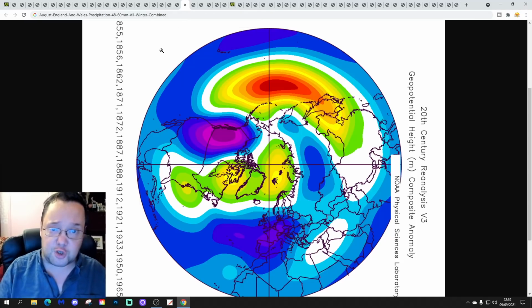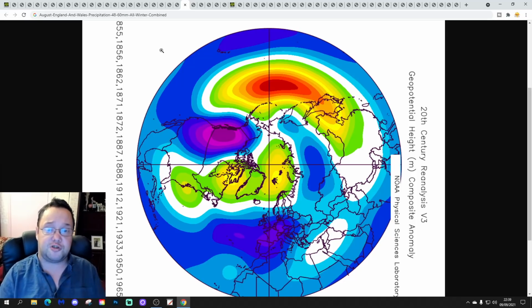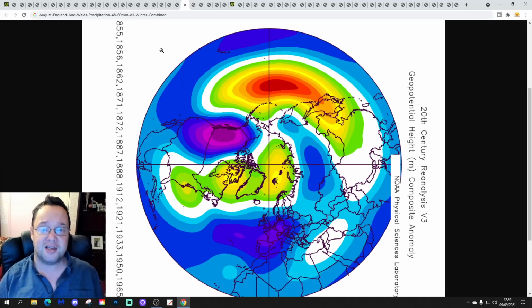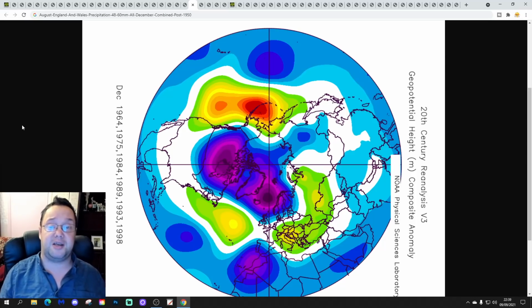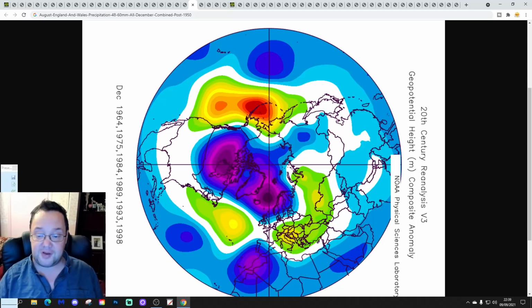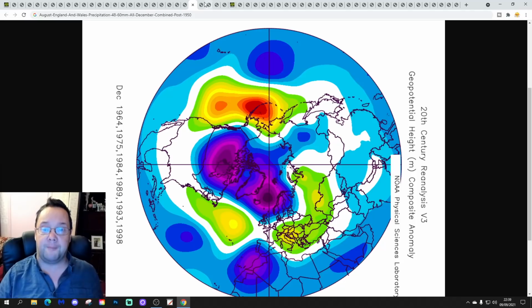Again, in this analogues package, there were lots of years from the 1800s, so let's take all of those out and see how it comes out post-1950. So this is how all Decembers combined are looking following an August England Wales precipitation range of 48-60 millimeters post-1950. It's mild, Atlantic-driven, low pressure to the north, high pressure to our west-southwest. Winds are in from the west. A mild December to start us off.